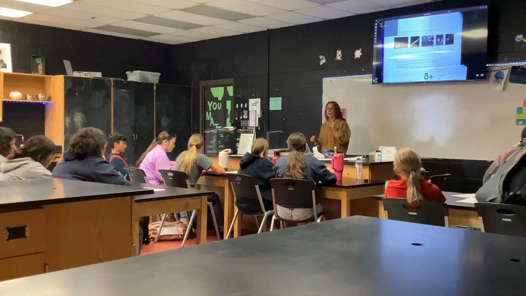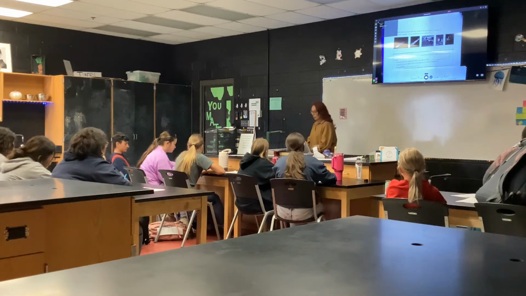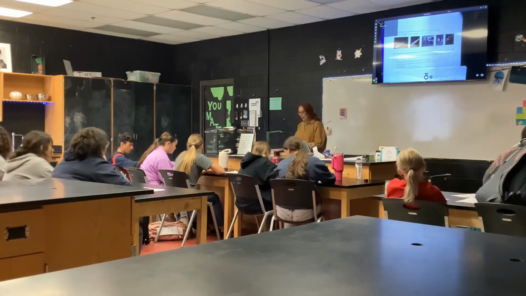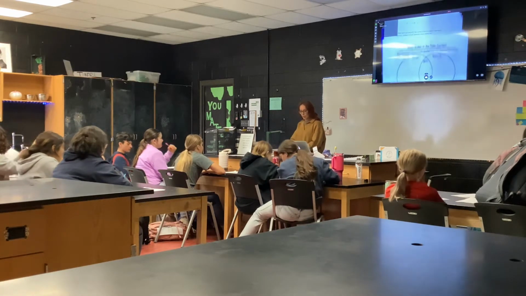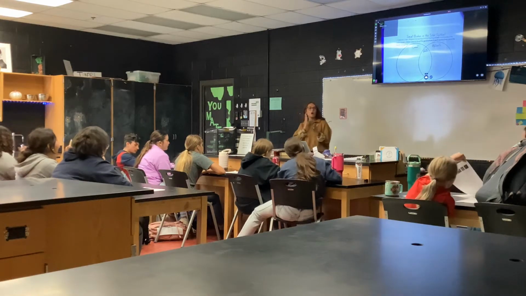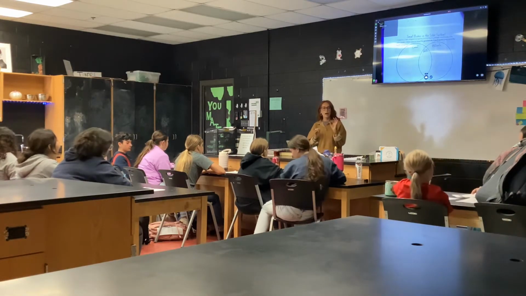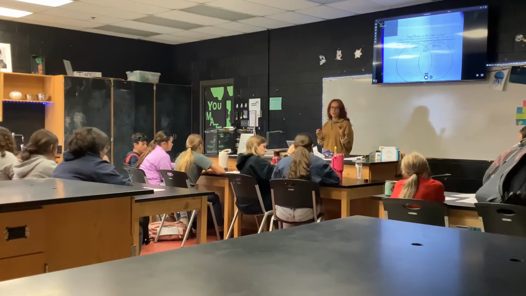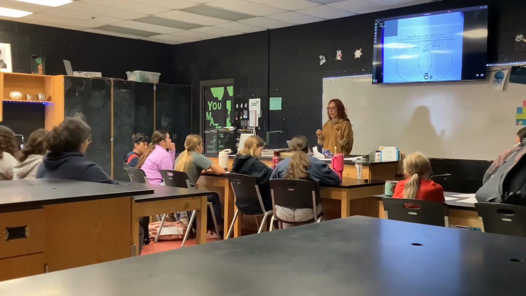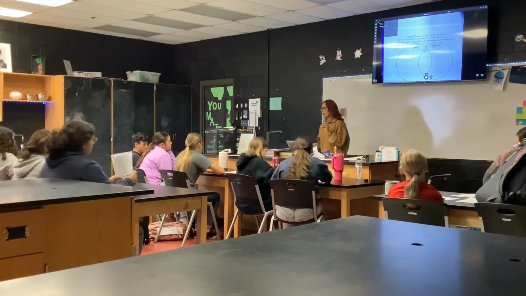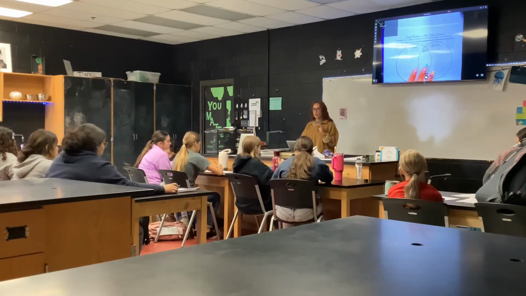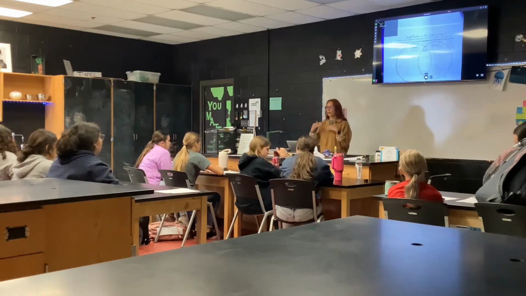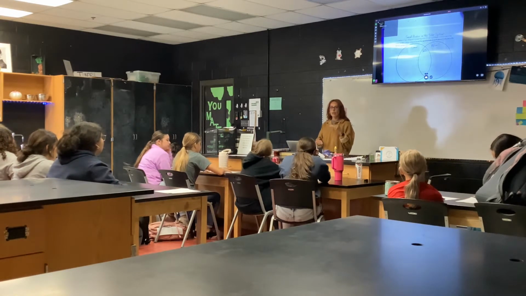So each of y'all should have a set of these papers right here. Okay? It's going to have a Venn diagram on it. That's what we're going to be working on. So all of the information that we learned a while ago with the celestial objects, you also have notes on them. That's going to help you complete this Venn diagram. We're going to do a couple of them together, and then you'll be able to discuss it with your partners and fill out the rest.